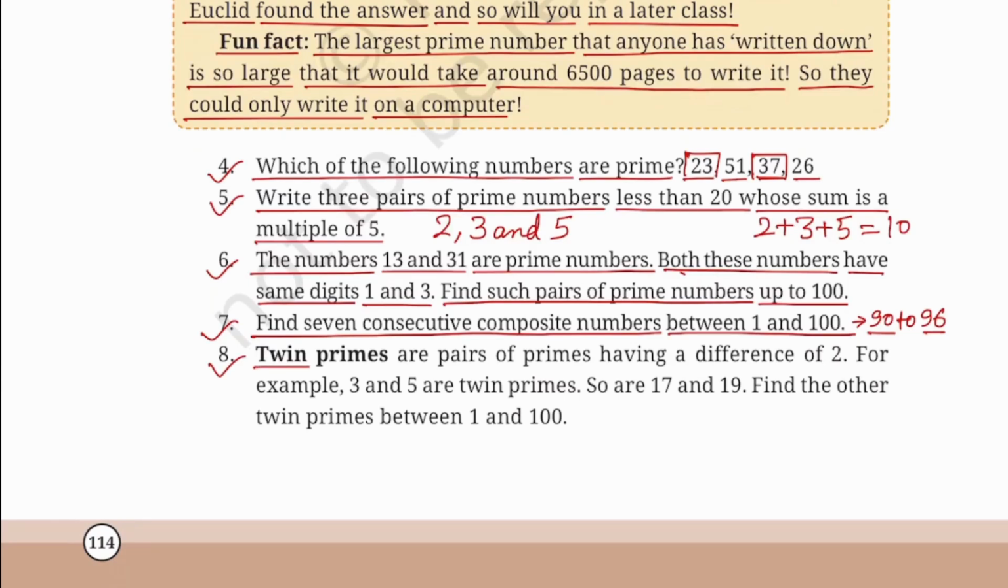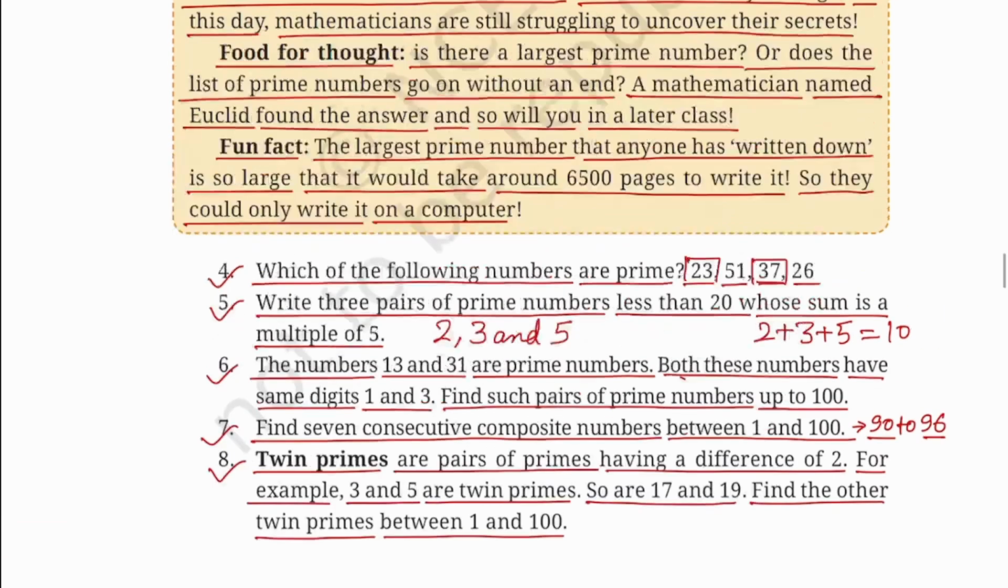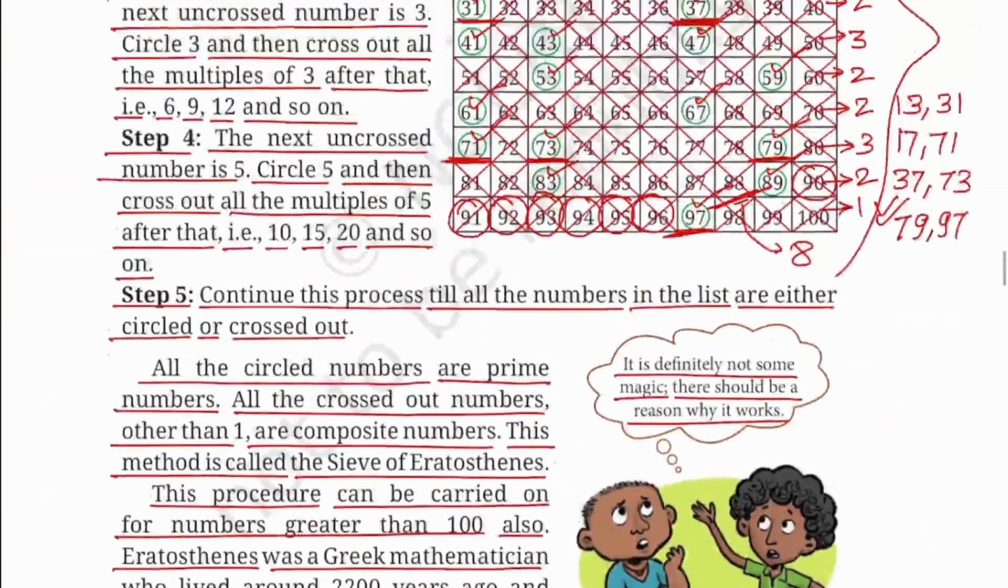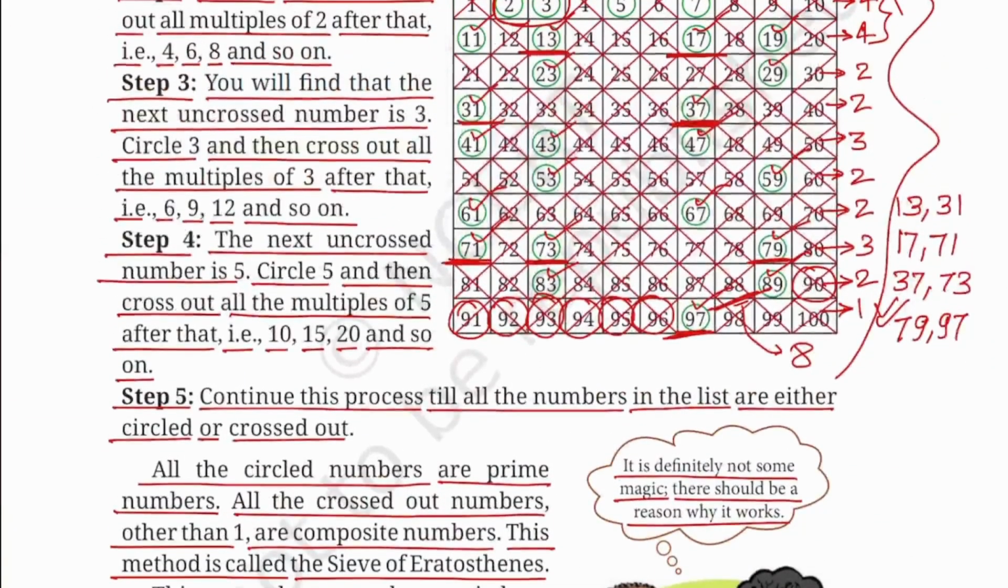8. Twin primes are pairs of primes having a difference of 2. For example, 3 and 5 are twin primes. So are 17 and 19. Find the other twin primes between 1 and 100. Twin primes here.